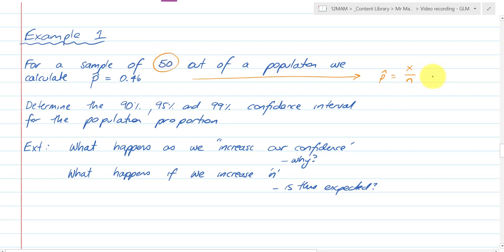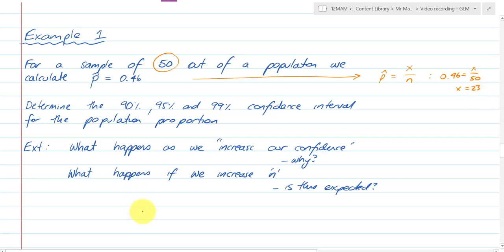So that means that 0.46 here is equal to x over n, and n, of course, is 50. So x must have been 23. There were 23 values in this set that met that criteria. So just keep that in mind. That's an important feature as well.